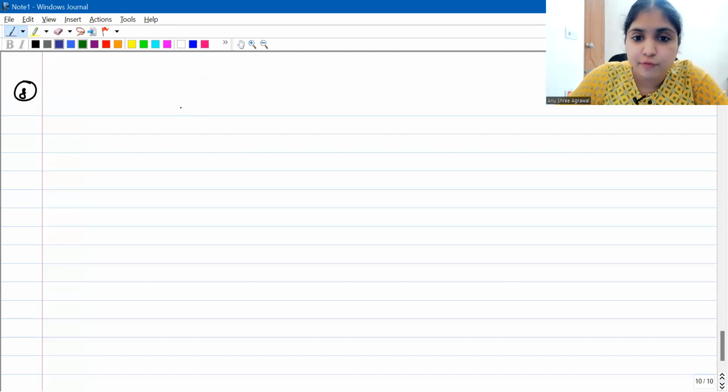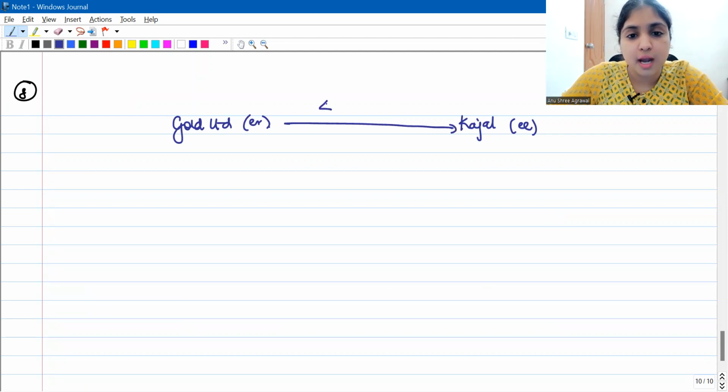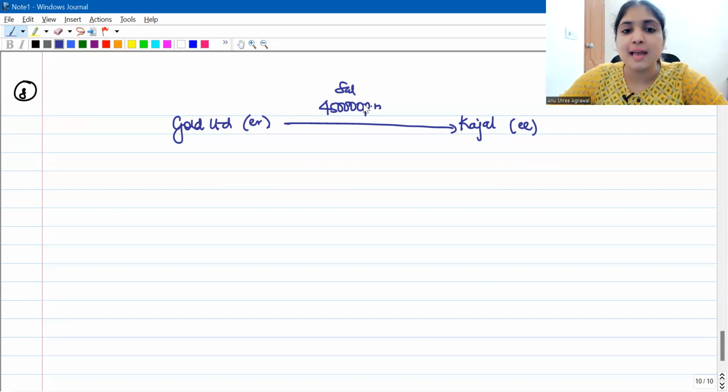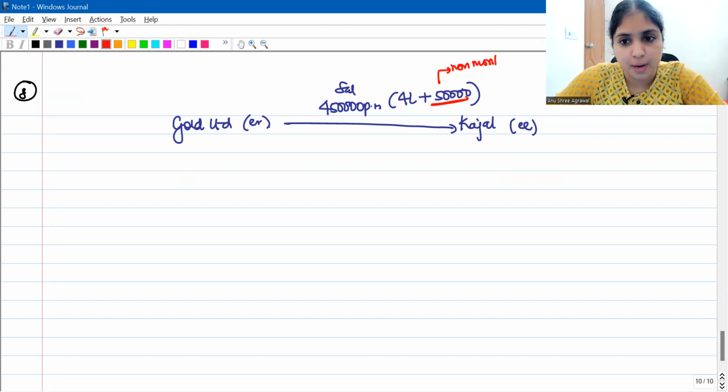In this question, we have two people in the story. We have Messrs Gold Limited and we have this lady, Mrs. Kajal. Kajal is the employee and Gold Limited is the employer. Gold Limited is giving Kajal 4,50,000 per month salary. This salary includes 50,000 per month of non-monetary perquisites. So this 4,50,000 is nothing but 4 lakh plus 50,000 every month she is getting. This 50,000 is nothing but the non-monetary perquisite part.